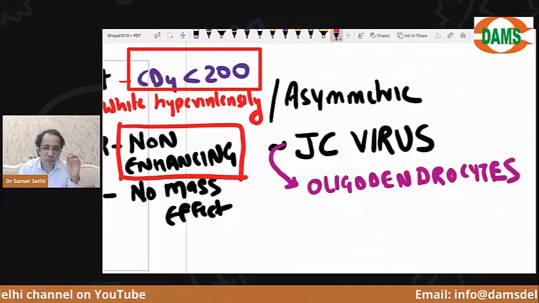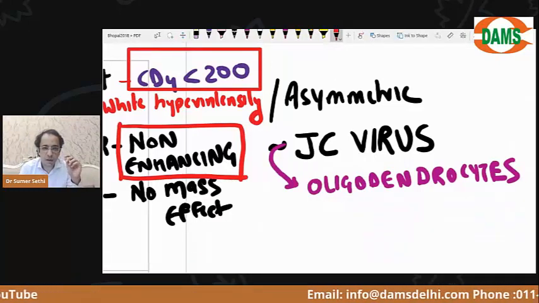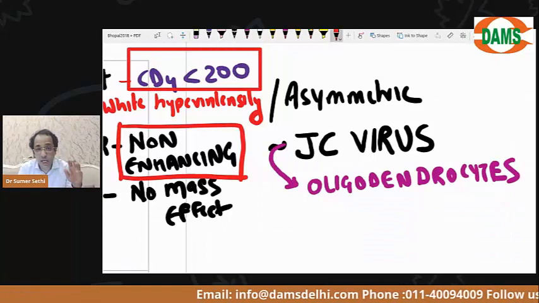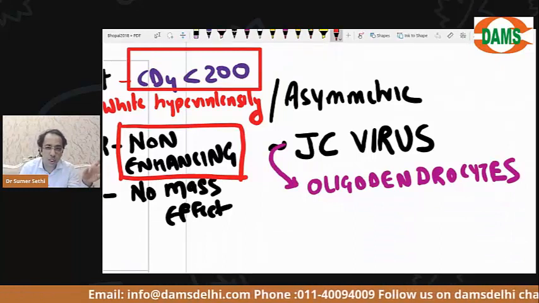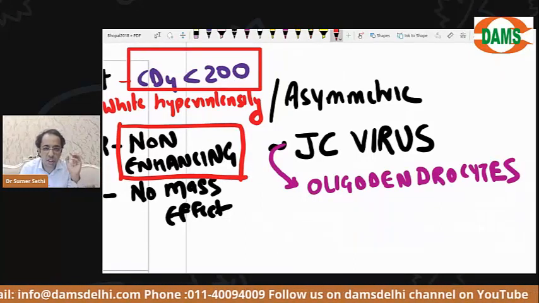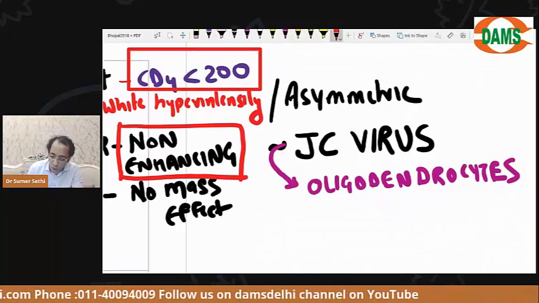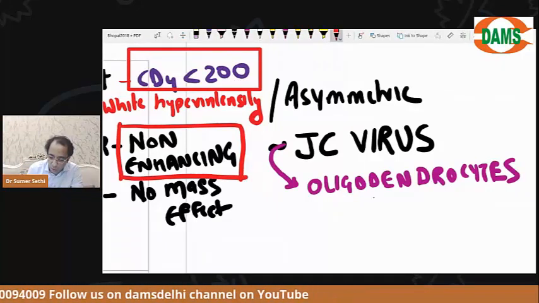What is the function of oligodendrocytes? Oligodendrocytes have the same function as Schwann cells have in peripheral nerves. Their function is myelination. So if oligodendrocytes are diseased, what will not happen?